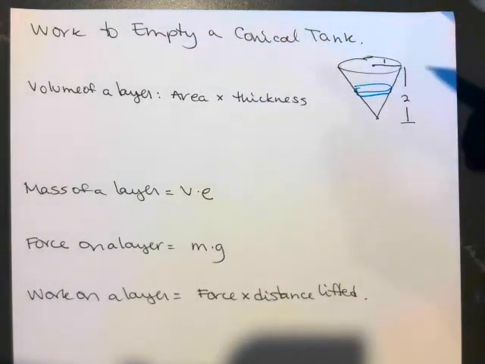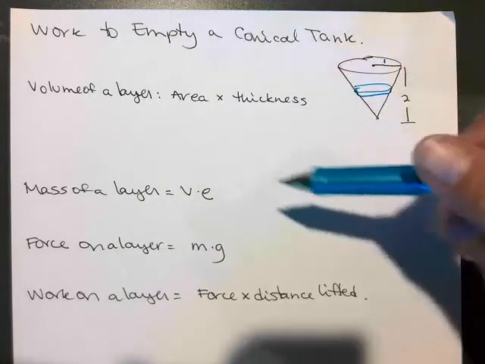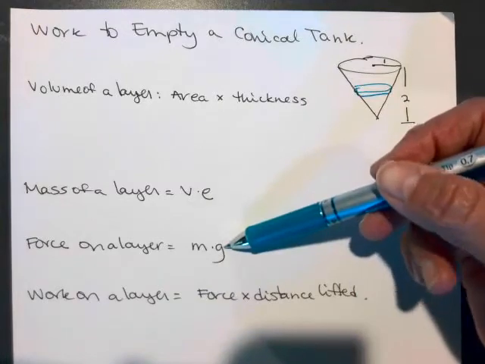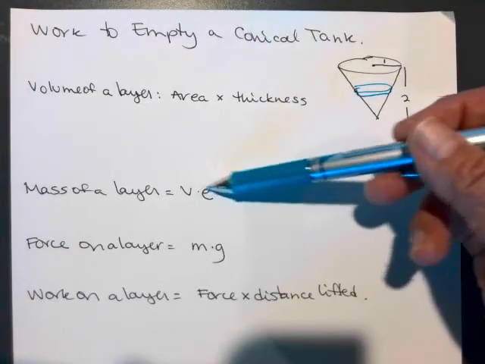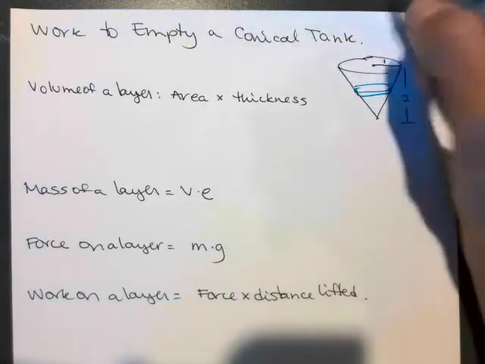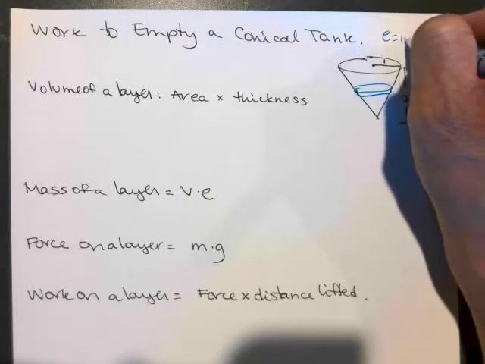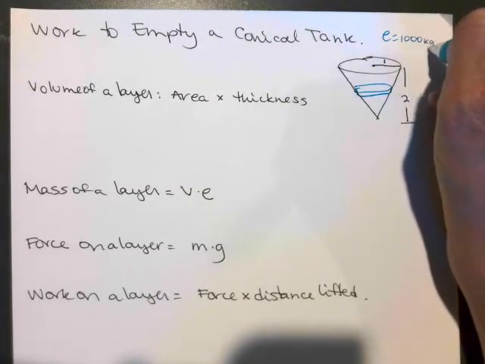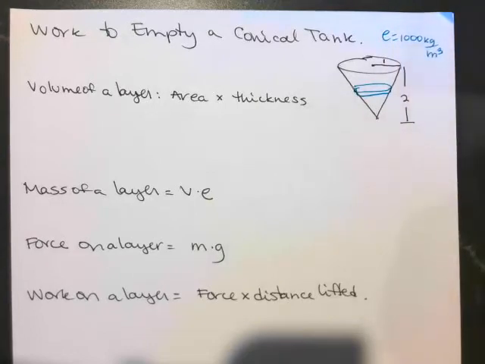And so remember the idea. Work is force times the distance. Force is mass times acceleration, and acceleration for us is gravity. For the mass, we need to know the density. We'll pretend this is water again, so our density is 1,000, and I'll get my units in there, kilograms per cubic meter.